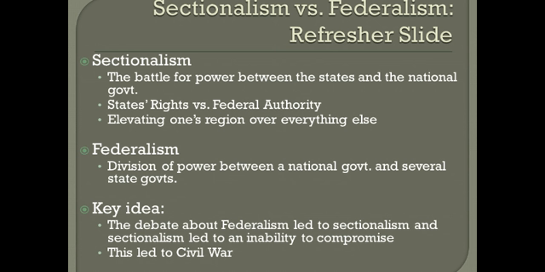Federalism, our system of government, is the division of power between a national government and several states. The key idea with these items is that the debate about federalism, the questions that we ask over who has the authority and power to do what, and which powers go to which side, this directly led to sectionalism. And this sectionalism kept us from compromising. And this inability to compromise directly led to the Civil War. So this is why we care so much about it.